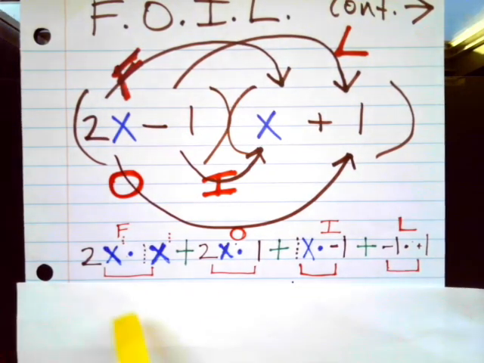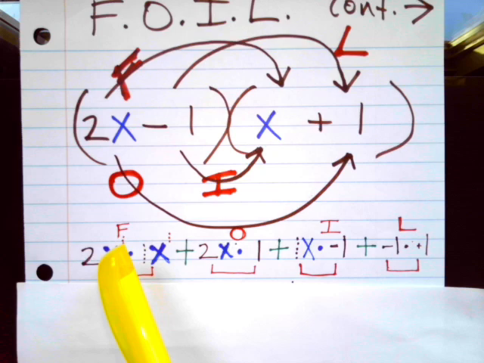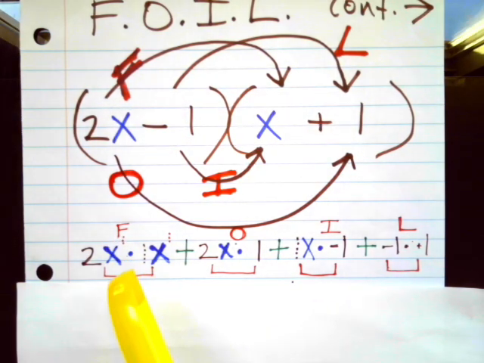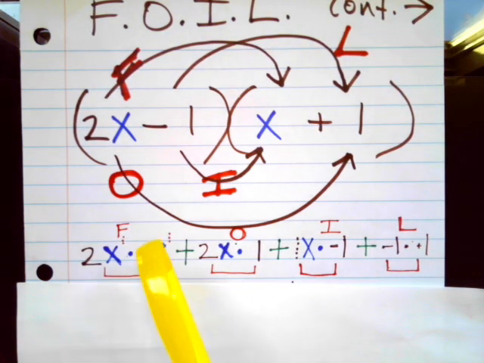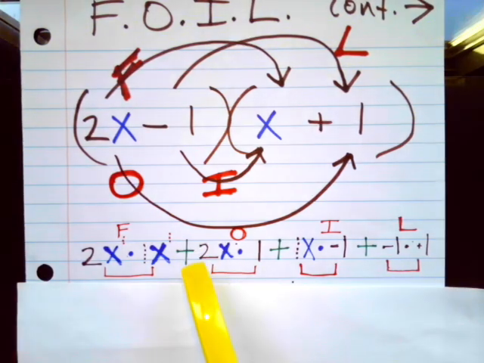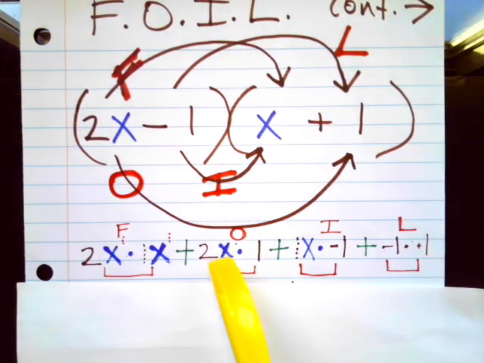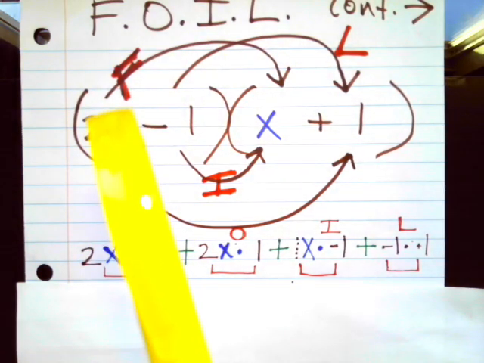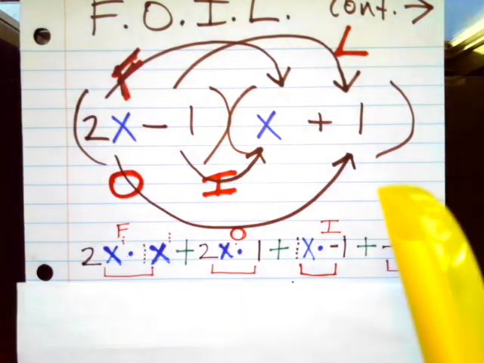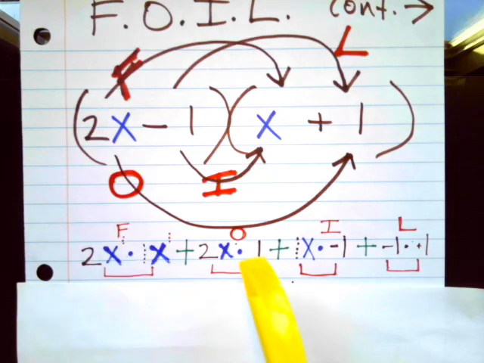First term, that's the 2x times the x. That's a 1x raised to the first power. This 2x is also raised to the invisible 1 power. Remember, when we multiply, we add those exponential powers. I'm going to add a plus sign between the next two terms, and that's going to be 2x times 1. 2x, that's my outer term. I'm going to put a plus sign here with my inner term. That's a negative 1 times x, or 1x times a negative 1.